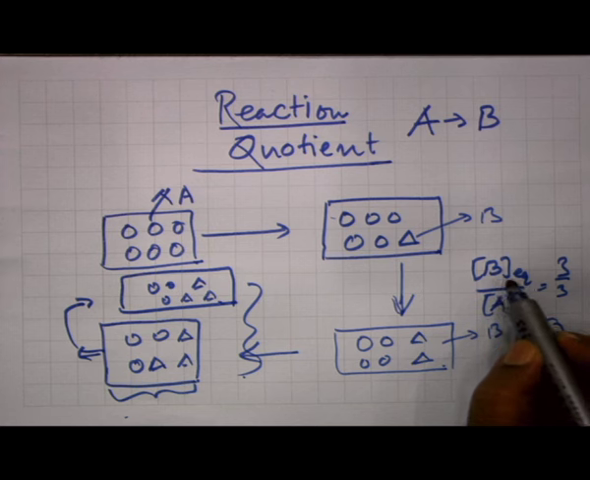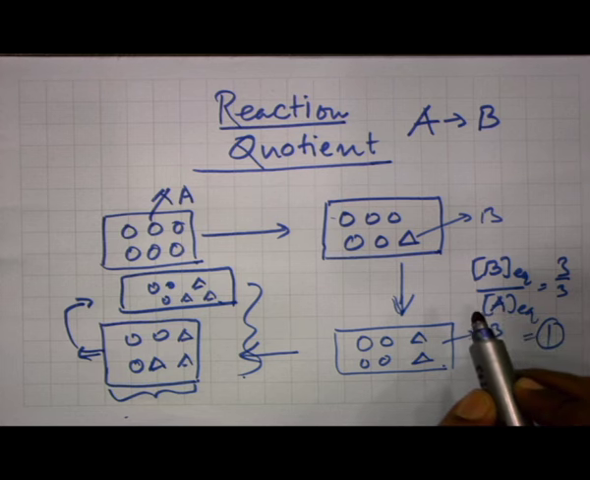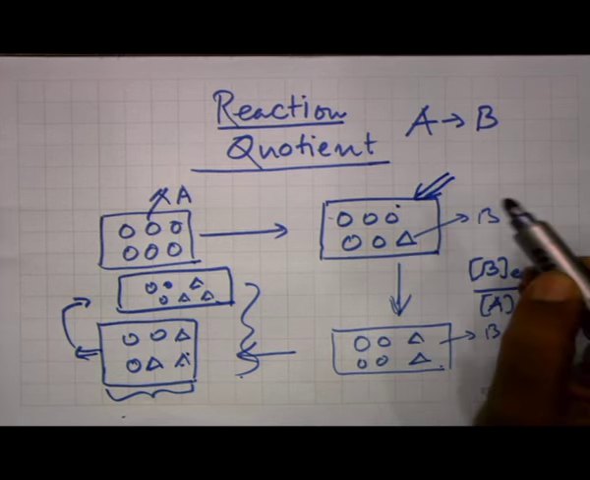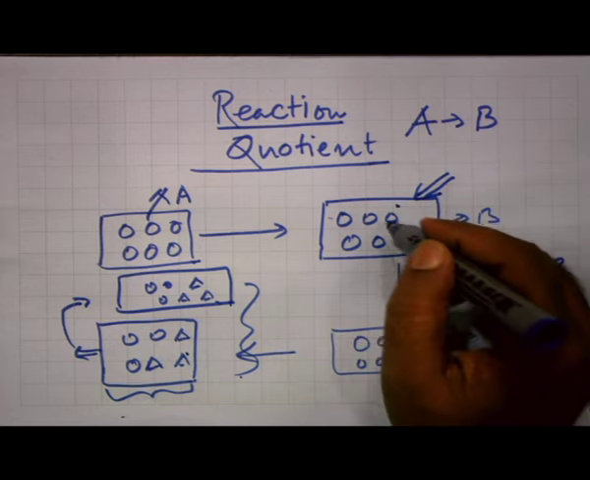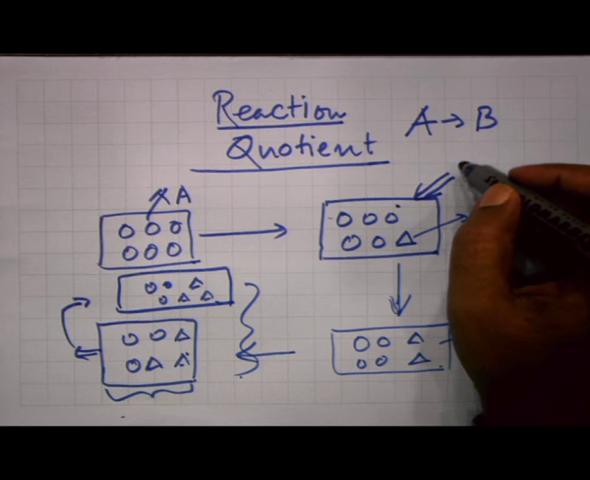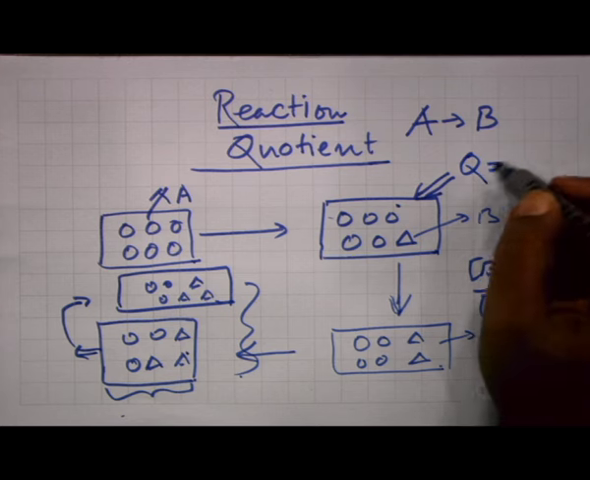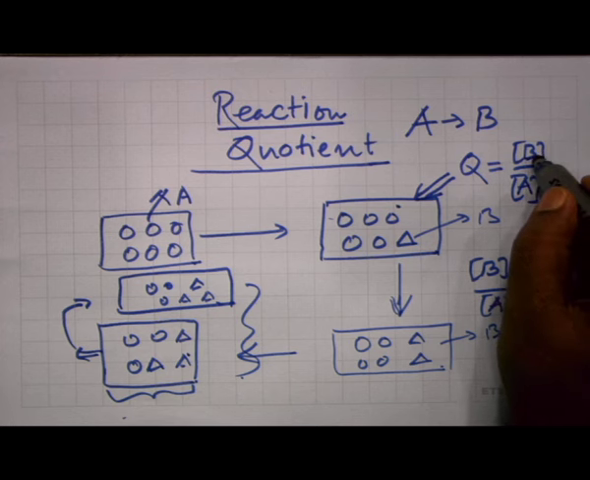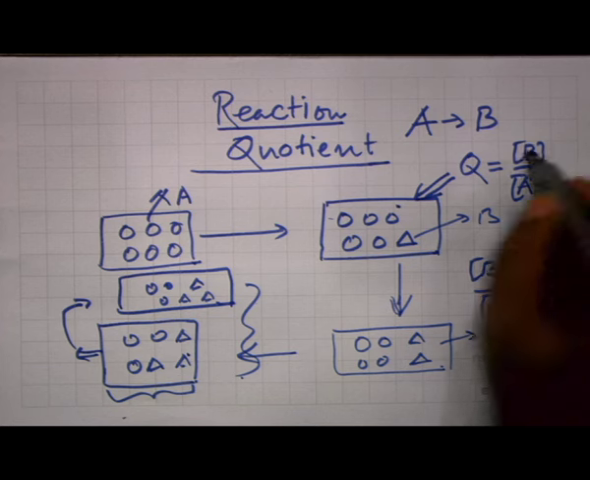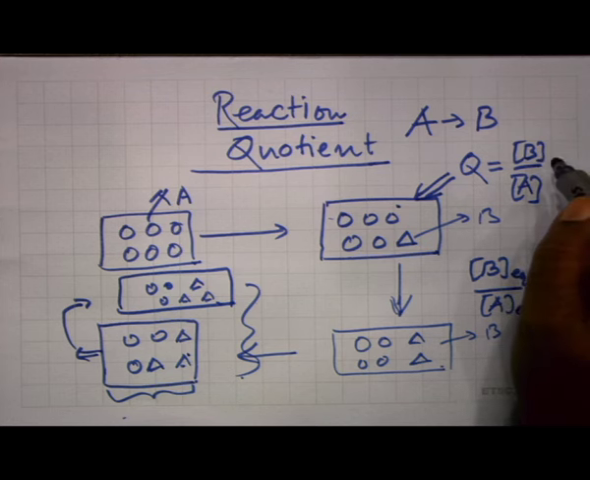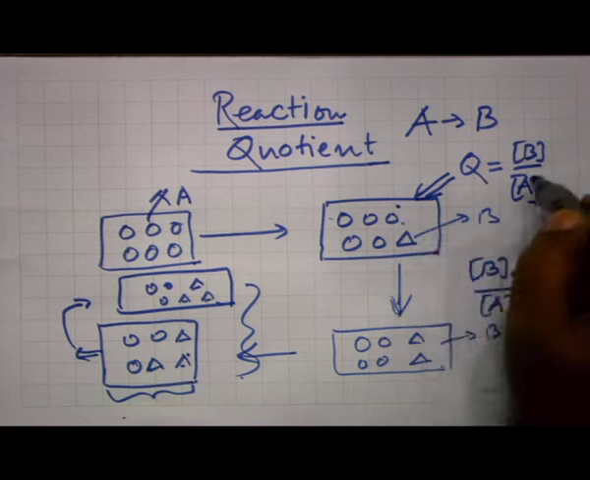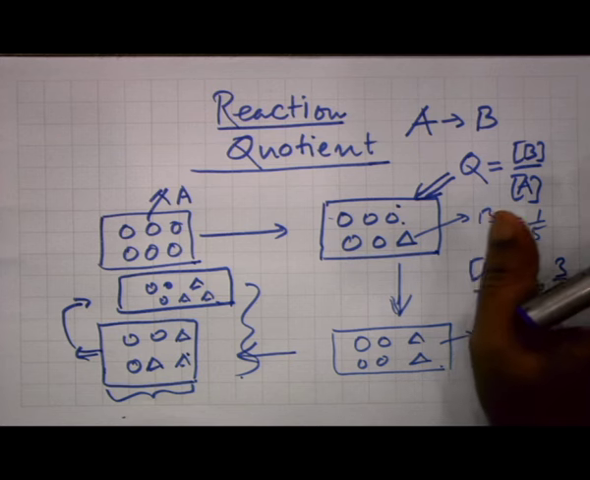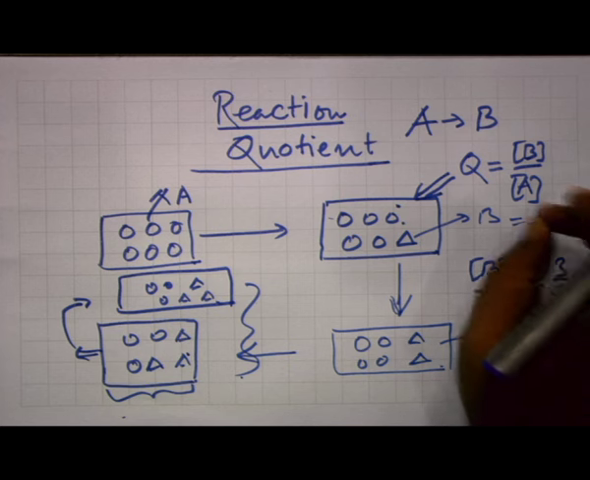Here you must keep in mind that this is the equilibrium concentration of B by A. So, this is the concentration at this point, not at this point, because in this state equilibrium has not been reached. So, this is not the equilibrium concentration of A and B. This is your Q, reaction quotient, and that is again equal to B by A, but now this is not the concentration at equilibrium, this is the concentration at any time. So, Q changes with time, and at this point Q is equal to 1 by 5. Q is different from the equilibrium constant in that the equilibrium constant is fixed at one temperature, while Q changes with time.